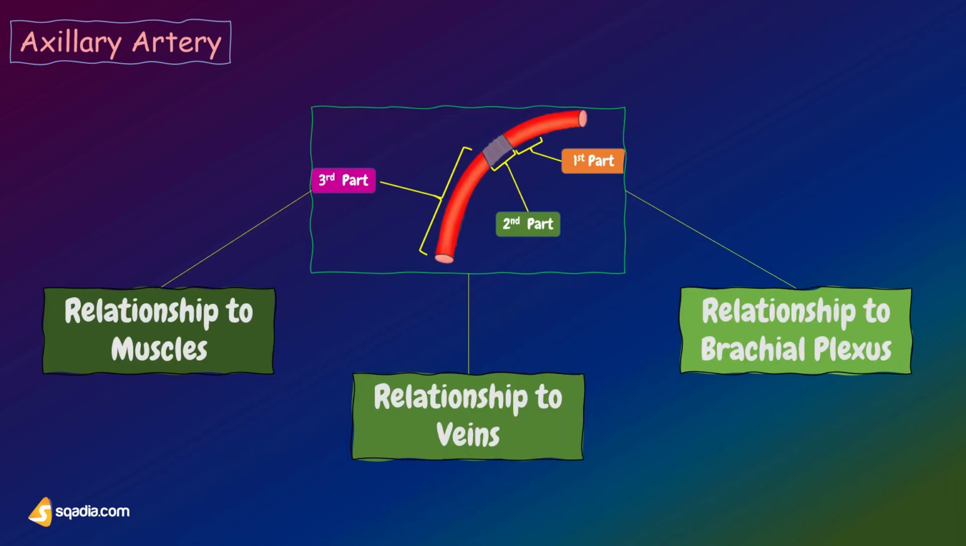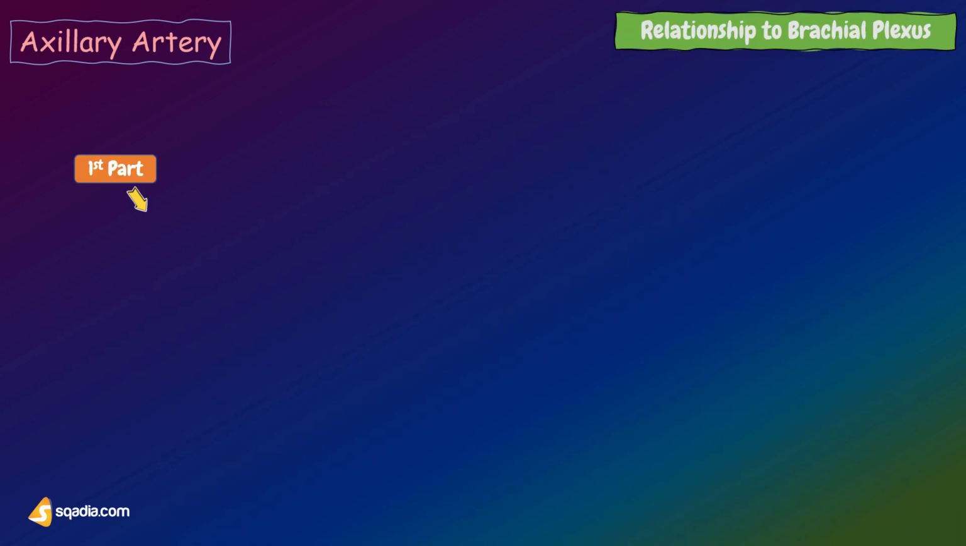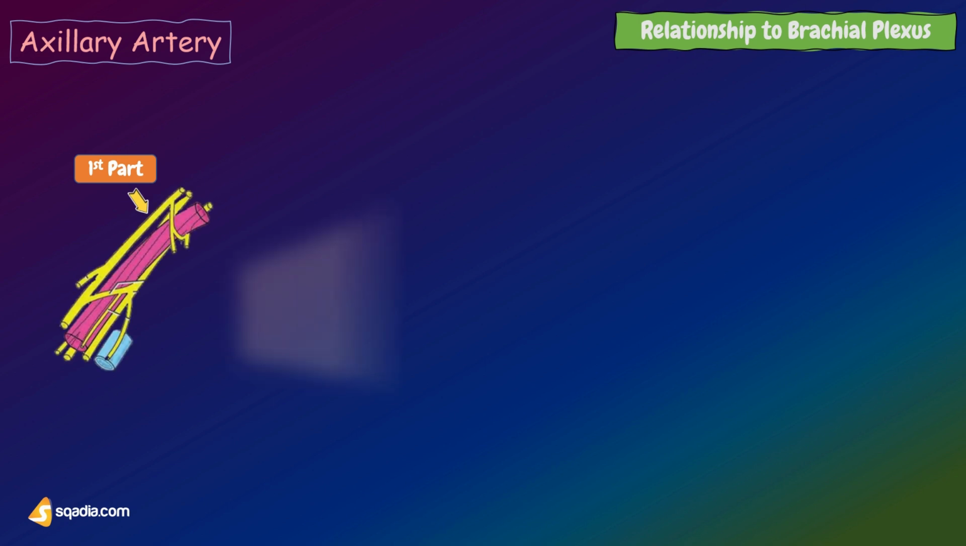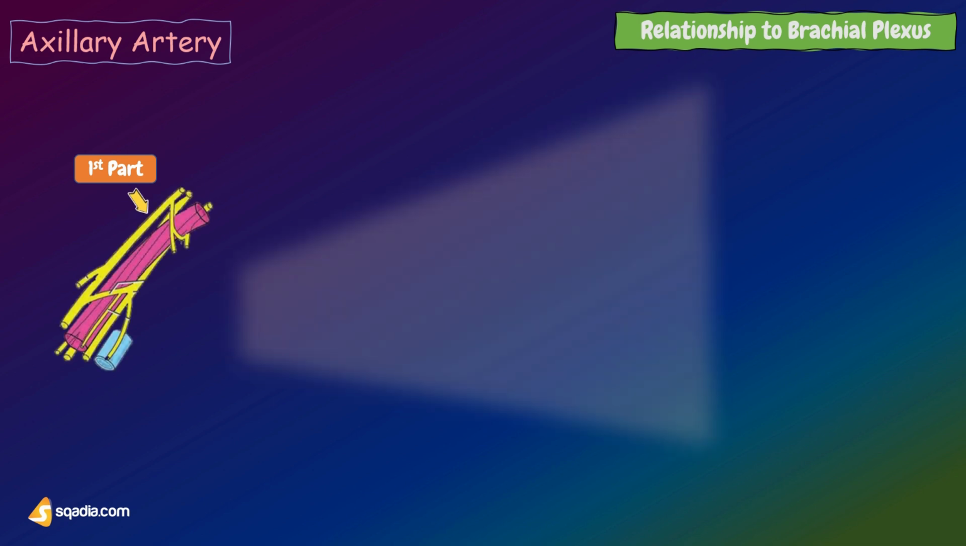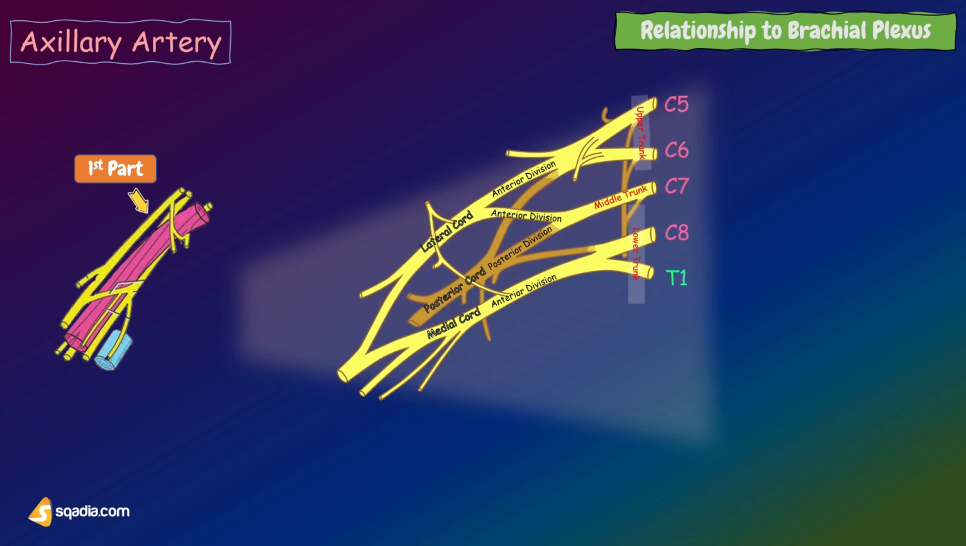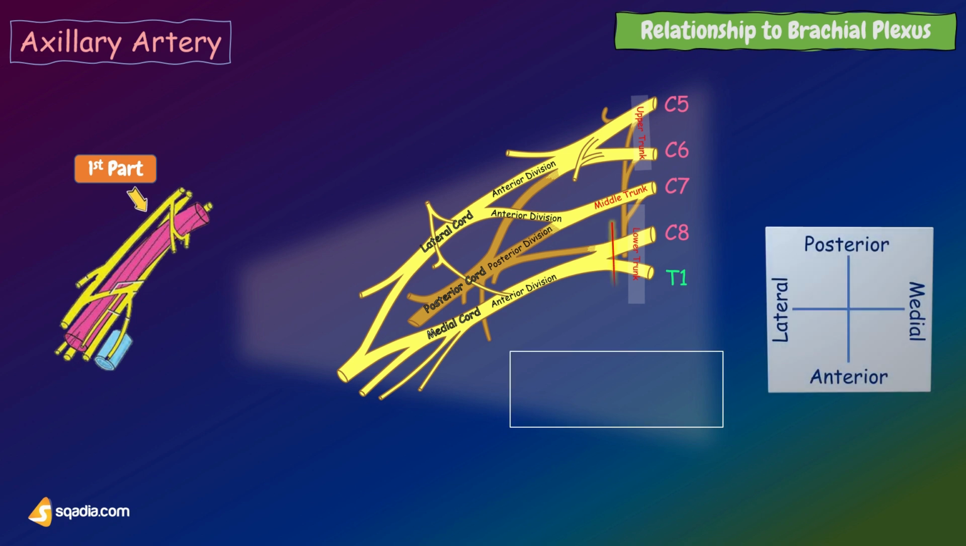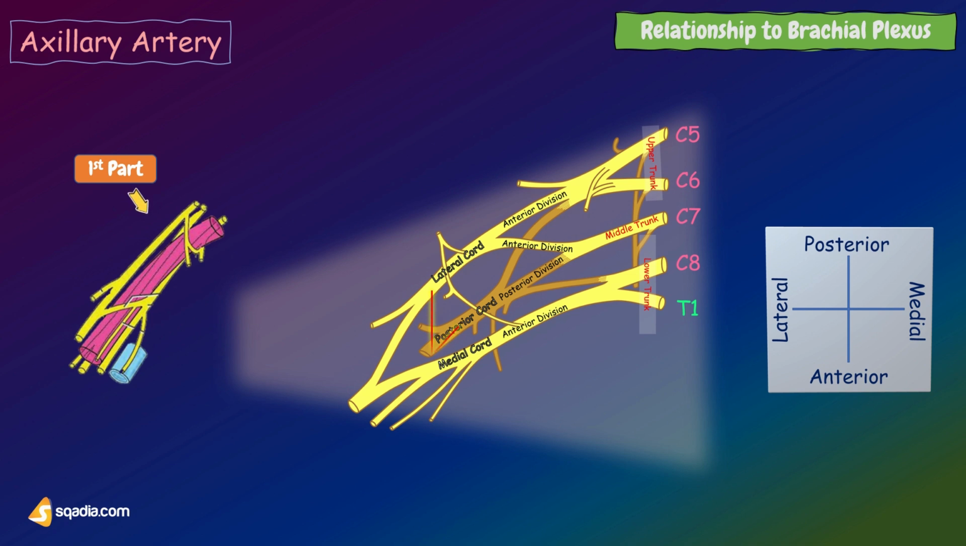As for the relations of the axillary artery with the brachial plexus, they are closely related as both these anatomical structures are important contents of the axilla. The first part of the artery is posteriorly related to the long thoracic nerve, which is a branch of the brachial plexus. Laterally, we have the three cords of the brachial plexus. That is lateral, posterior, and medial cords.